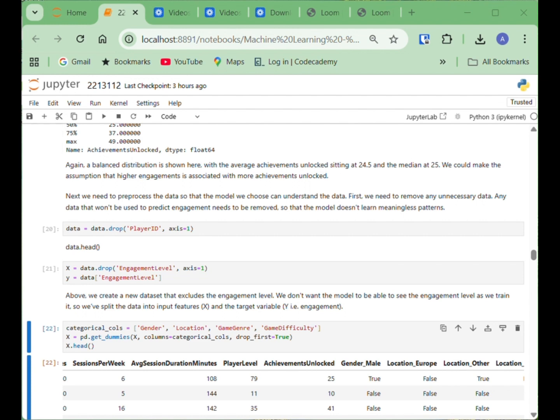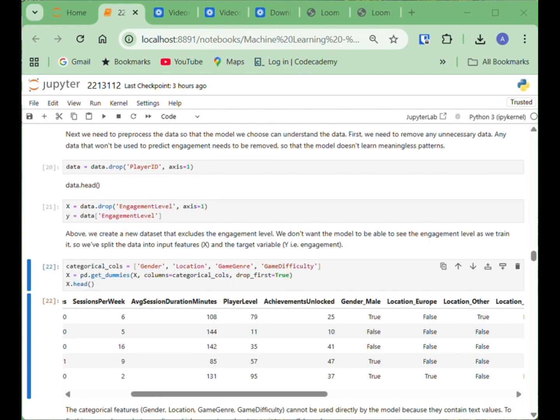Machine learning models don't work well with text. So the next thing I do is convert any text data into numerical values using one-hot encoding. This converts the text data into 0 and 1. And by using drop first true, this particular line here helps avoid redundancy and keeps the data set clean.